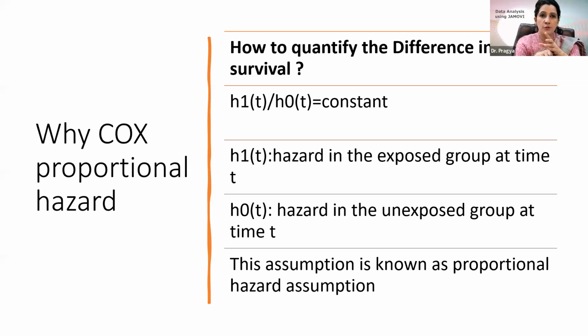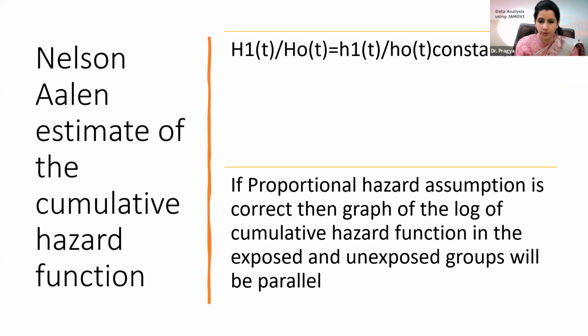It is always constant, and this assumption is known as the proportional hazard assumption. Like we have seen in the previous example, the hazard was changing, but the ratio was constant. So this ratio of h1(t) by h0(t) is always constant, and this is known as the assumption of the proportional hazard. And this is again what we call the Nelson-Aalen estimate of the cumulative hazard function. It says that if the proportional hazard assumption is correct, then the graph of the log of the cumulative hazard function in the unexposed and exposed group will be parallel.